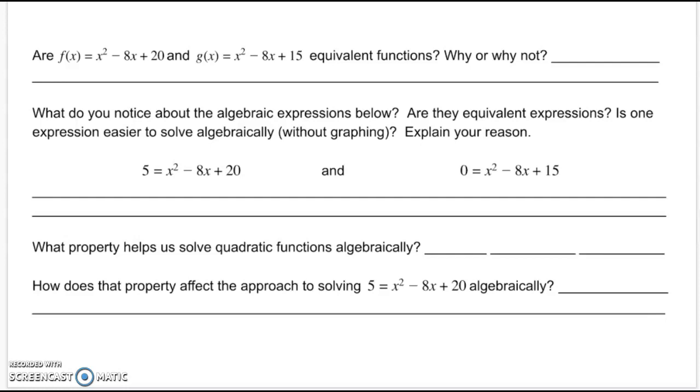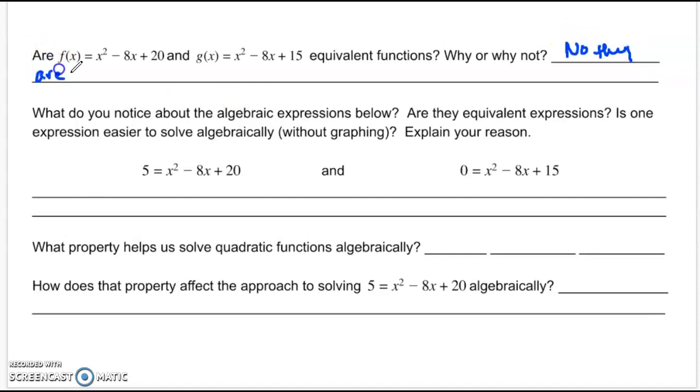All right, so you may just be coming back with your work completed. You may already have it done, but let's read through this together. It says our f of x equals x squared minus 8x plus 20 and g of x equals x squared minus 8x plus 15, equivalent functions? Why or why not? How do you know? So this is where we could say no, they are not equivalent functions.